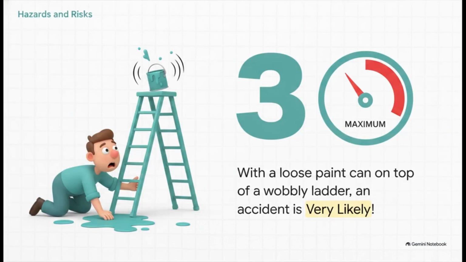Let's connect this scale directly back to our specific painter scenario. We got a guy crawling around on his hands and knees, bumping into a step ladder with an open, heavy, totally unsecured paint can resting on the very top step. Under these conditions, it doesn't take a genius to see that this accident isn't just possible, it is very likely. So we assign a likelihood score of 3.